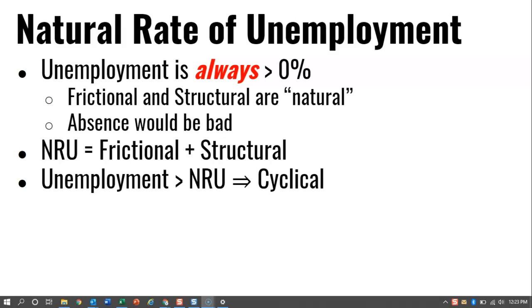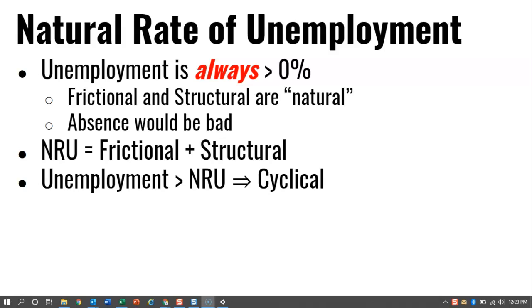The last thing is this. As I said before, there's always going to be unemployment. It will always be greater than 0% because there will always be people who are shifting jobs. There will always be people who are losing their jobs because of changes in technology. These are what we call natural forms of unemployment. To not have them would be bad. To not have technological change, to not have people be able to leave their jobs, these are all bad. So we're always going to have unemployment rates greater than zero.